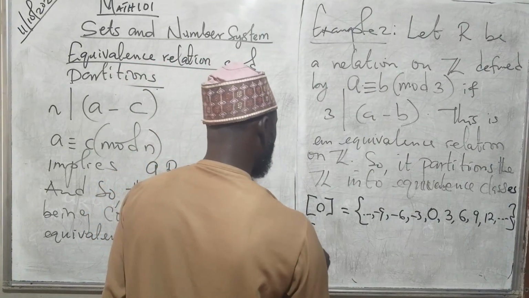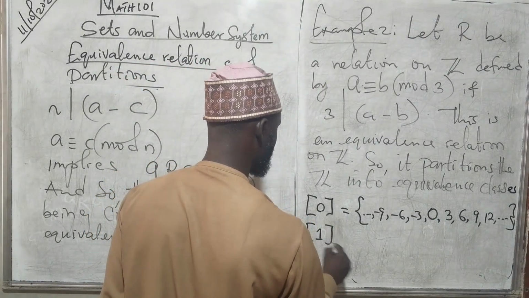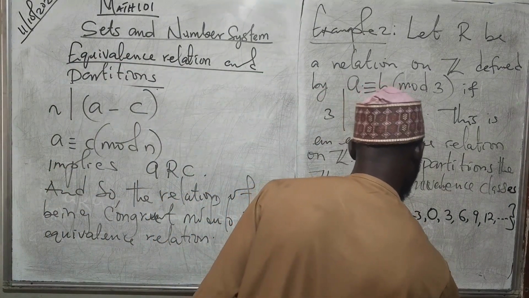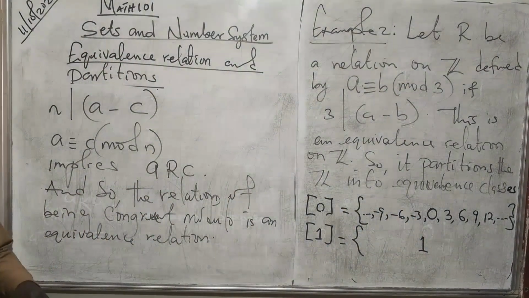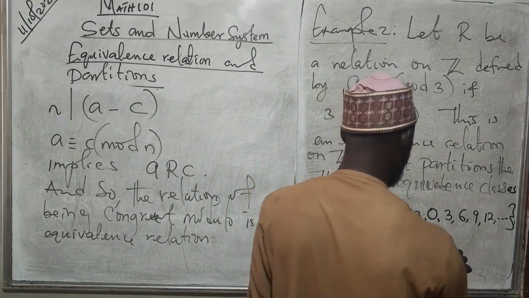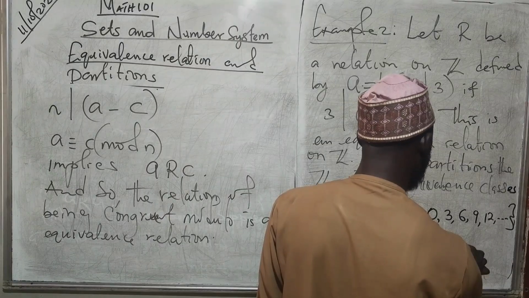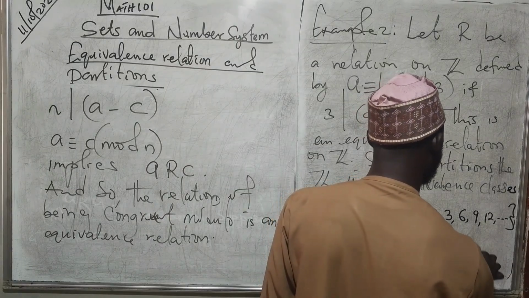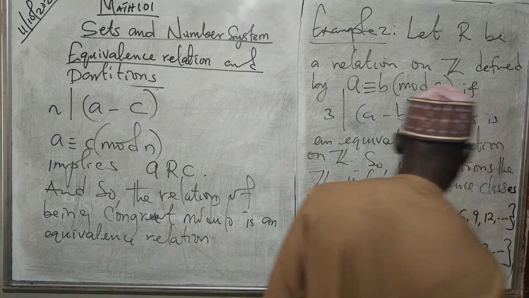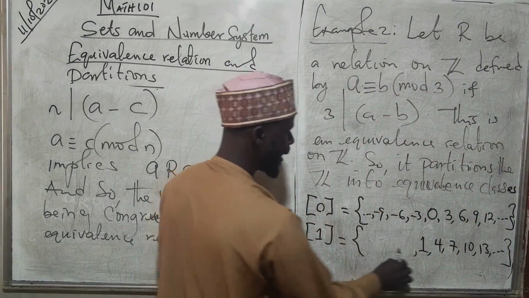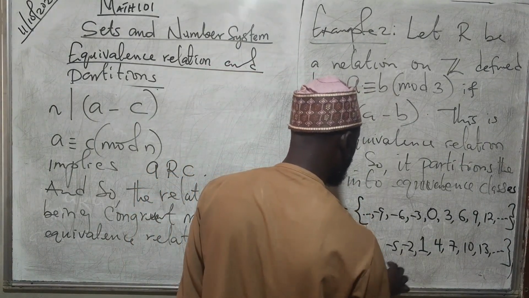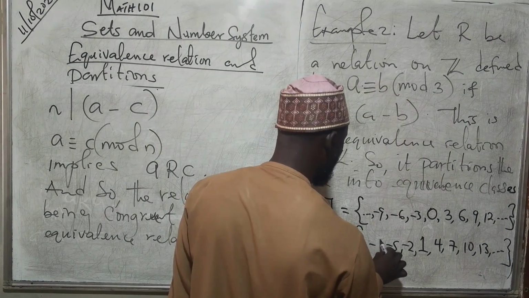So the equivalence class of 1, this is equal to, so 1 is inside its own equivalence class, and subsequently if you add 3, you have 4, add 3, you have 7, add 3, you have 10, add 3, you have 13, and so on. Subtract 3, you have minus 2, subtract 3, you have minus 5, subtract 3, you have minus 8, and so on.